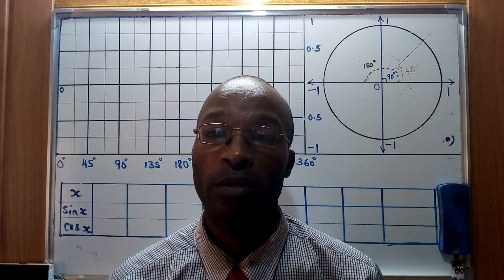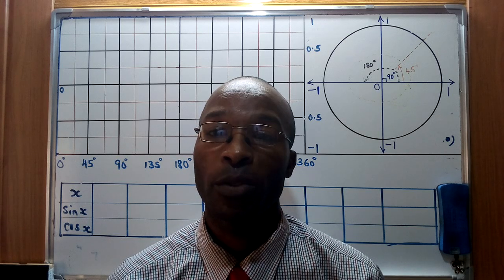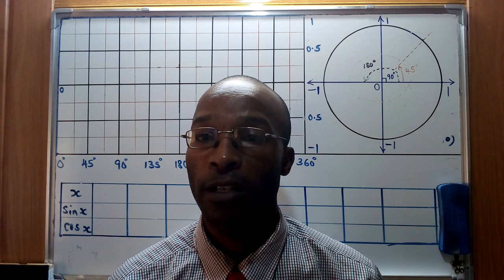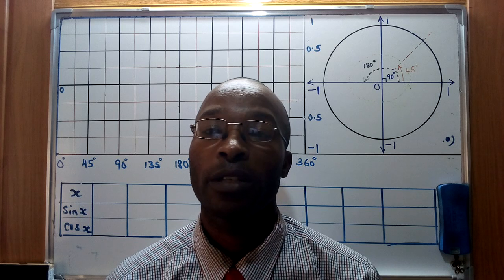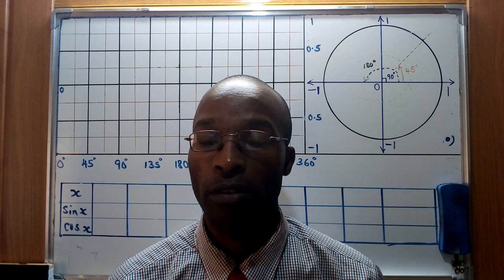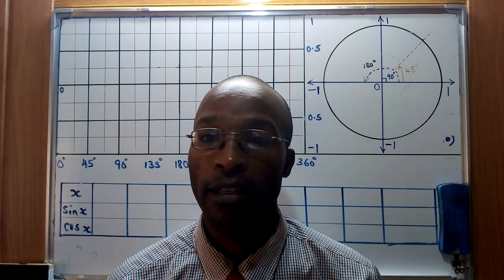In this case, we're going to look at ways in which we can represent different trigonometric functions on a graph. And basically for today, we're going to limit ourselves to two basic trigonometric functions: the sine and the cosine of theta.